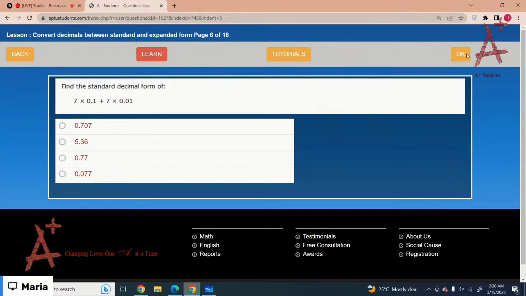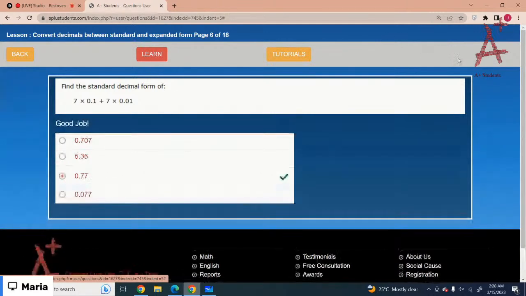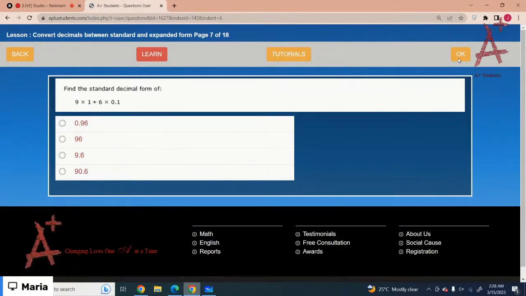Very good. It is 0.77. Option number 3 is the correct option. 9 times 1 plus 6 times 0.1. So which is the correct option?